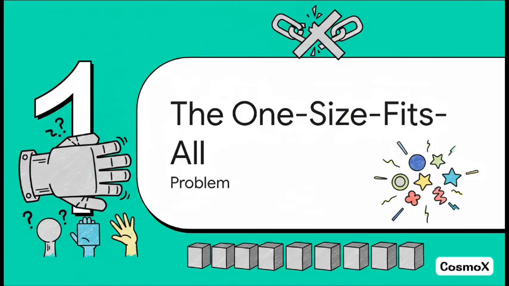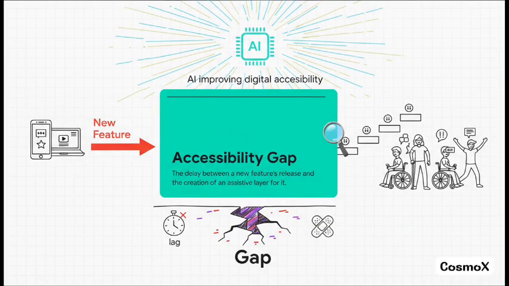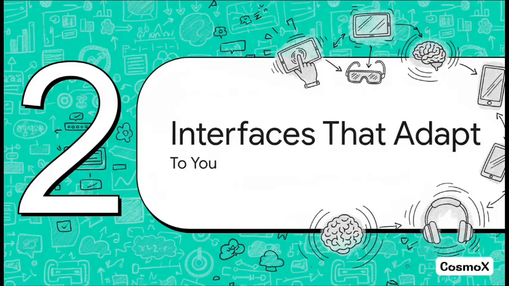Okay, but before we jump into the amazing solutions, we first have to really understand the problem. For way too long, digital design has been stuck in this one-size-fits-all mindset, and honestly, that approach just creates a ton of barriers for people. A perfect example of this problem is something called the accessibility gap. Think about it. Every time some cool new app or feature comes out, there's this lag, this delay before it's actually made accessible. It means people with disabilities are always playing catch-up, waiting for someone to patch in a fix instead of being included right from the very beginning.